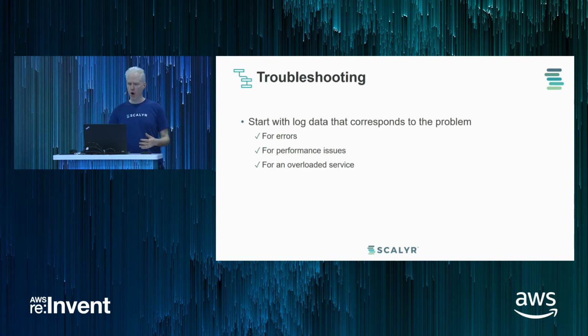The general approach is to first identify a log that bears on the symptom. If you're serving errors, hopefully you have an access log or a debug log that's recording those errors. If you have a performance issue, maybe you have a log that's logging your response time. If a service is overloaded, you look for a log that records every access to that service. So now you have a log that correlates with the symptom.